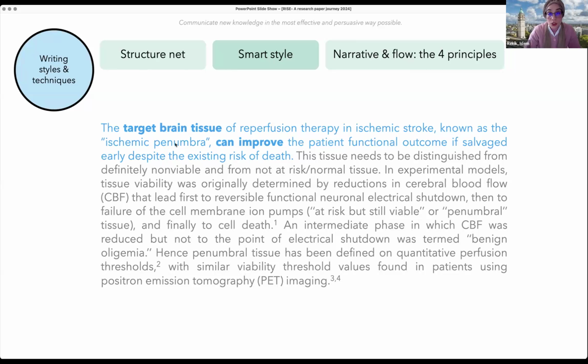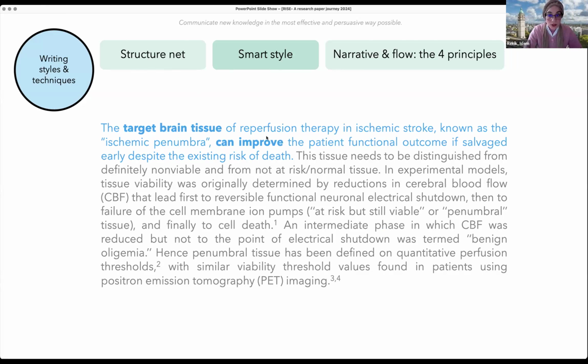And where to put the emphasis, as I mentioned, the subject. Here we're focusing on improving this target brain tissue, the penumbra. It can improve the patient functional outcome if salvaged early despite the existing risk of death. So there is the if, there is the verb improve, despite. There are many prepositions used throughout this sentence. It's a bit long, but it's a good sentence, and you can see that it's much clearer than the first one.